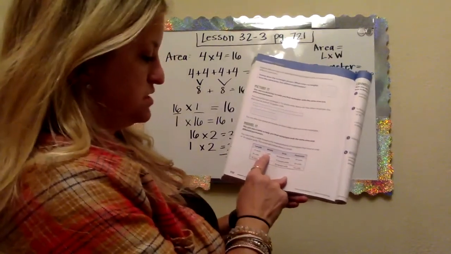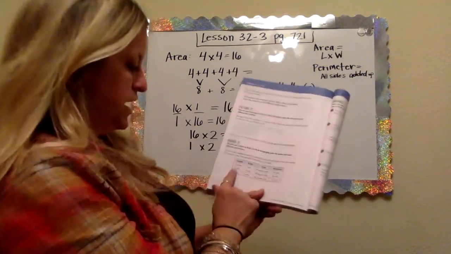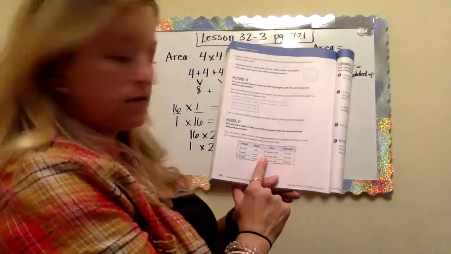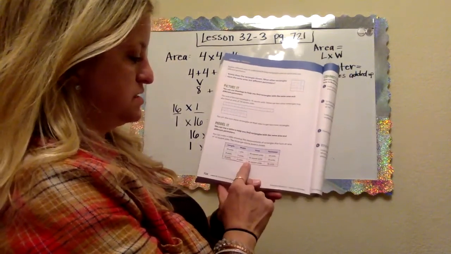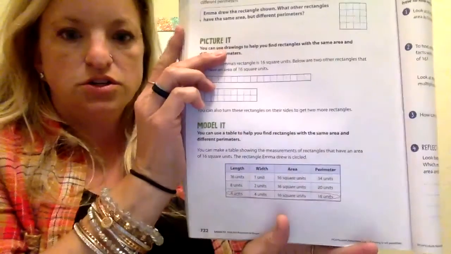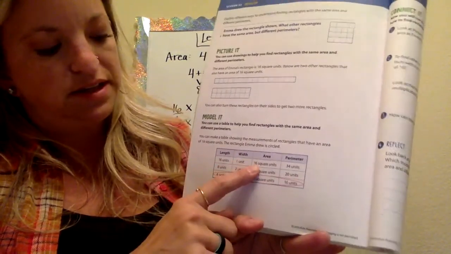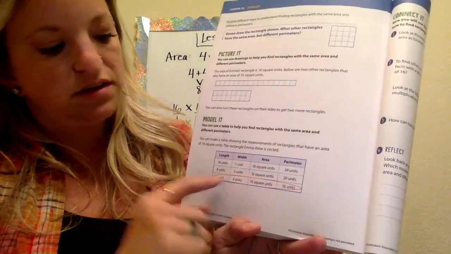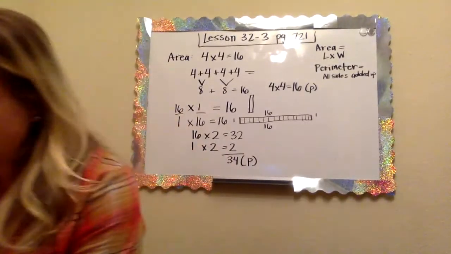16 times 1 is 16. The perimeter's 34. That's what we just did. 8 times 2 is 16. And the perimeter's 20 units. 4 times 4 is 16. And the perimeter is 16 units. So all of these are different ways to find the area of 16, but yet they have a different perimeter. These are all factors of 16. That means I can multiply 16 by 1 and get 16. 8 times 2 is 16. 4 times 4 is 16. That is going to help you out for the rest of this lesson.